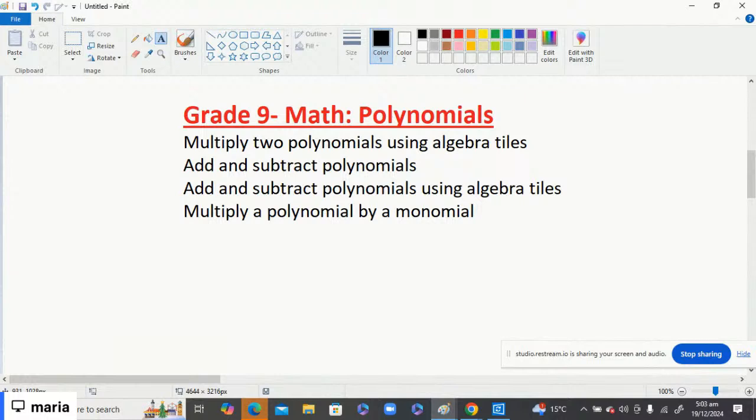So today we are here for grade 9 maths. The chapter we discuss today is polynomials. And here is the list of the lessons we covered today: multiply two polynomials using algebra tiles, add and subtract polynomials, add and subtract polynomials using algebra tiles, and multiply polynomials by monomials.